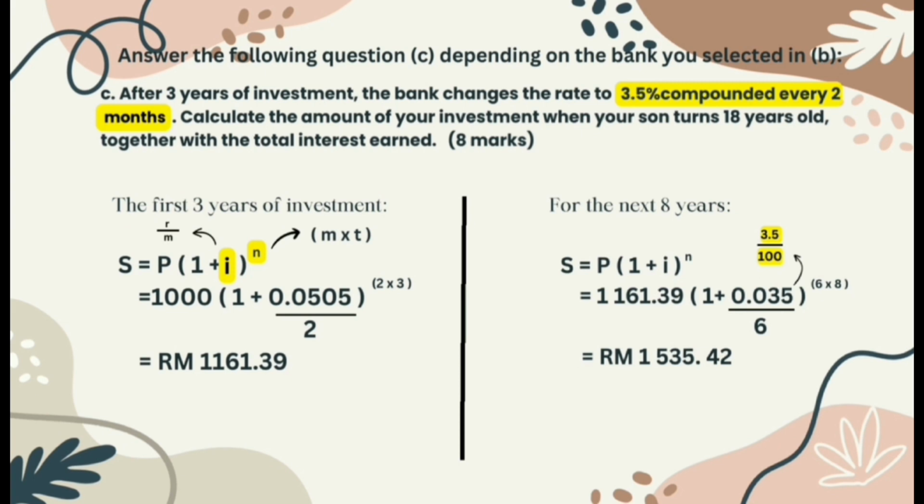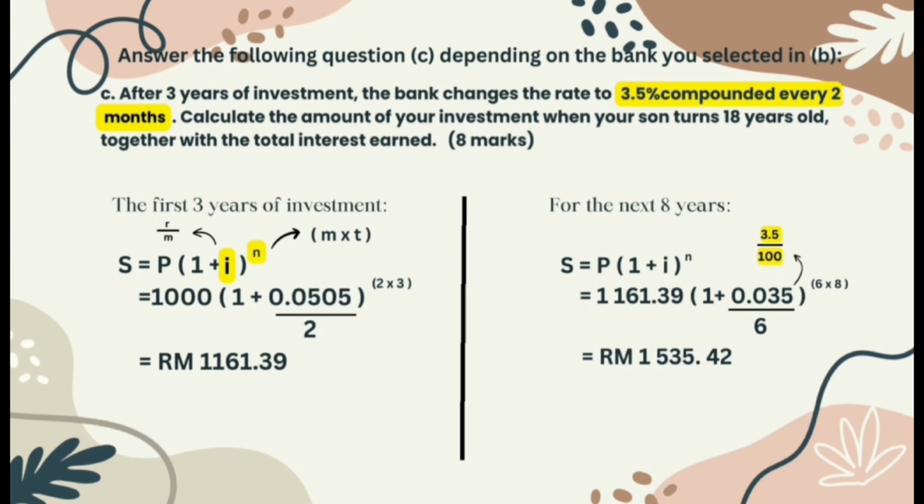First of all, we need to find the first 3 years of investment. We need to use the future value formula, which is S equals P, bracket 1 plus i, to the power of n. i represents the interest rate per interval, where r is divided by m, and the power of n is m times t. You have to substitute the formula with the investment value and also use the first interest rate of the OIC Bank, and you will get the answer 1,161 ringgit 39 cents.